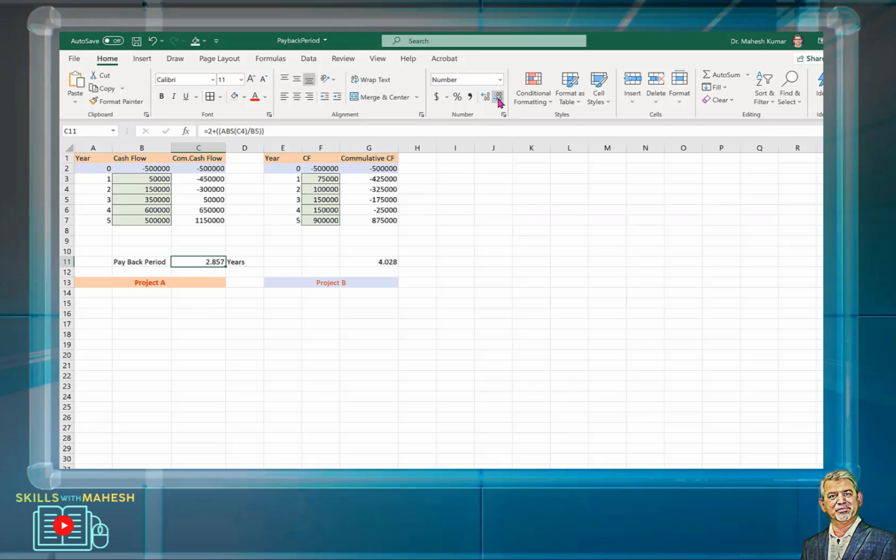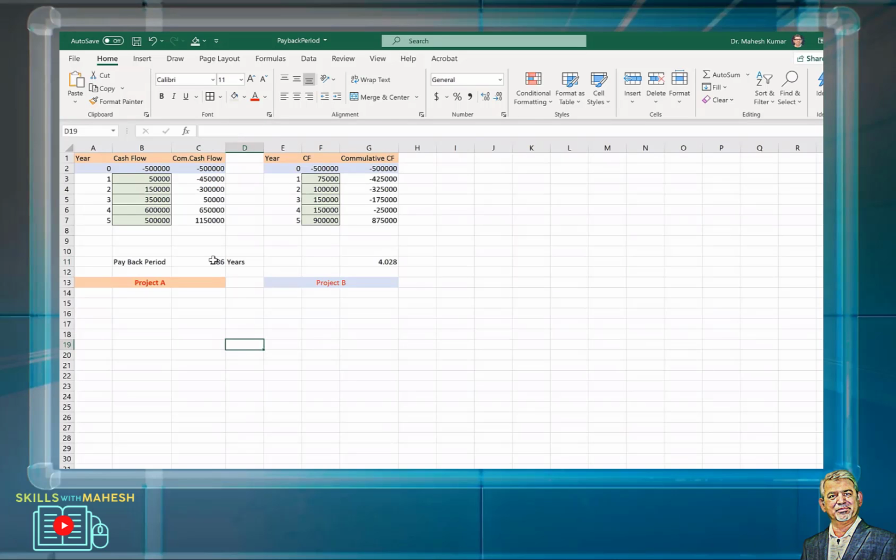So I got this number, and this is exactly 2.857 years. If you want to reduce the decimals, you can do it here. If you want to increase decimals, you can increase it here. If I just want one decimal, it will become 2.9 years, or 2.86 years, right?